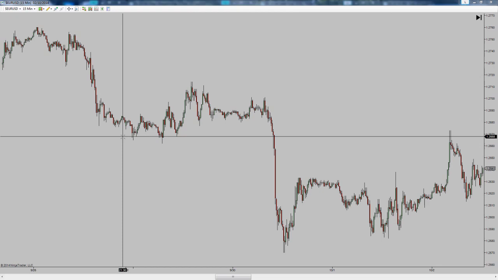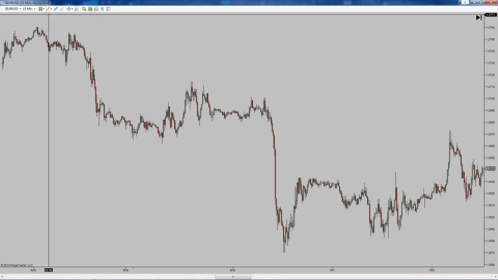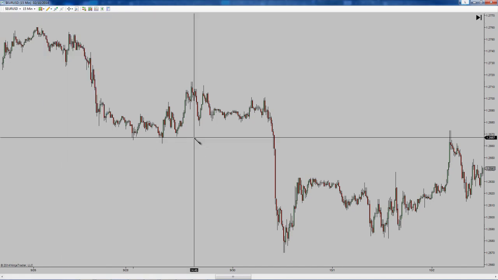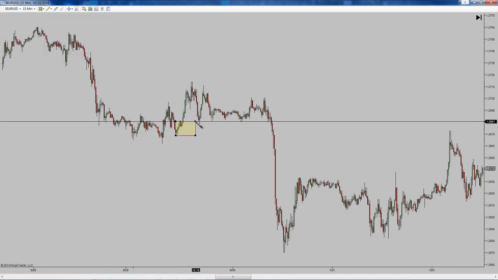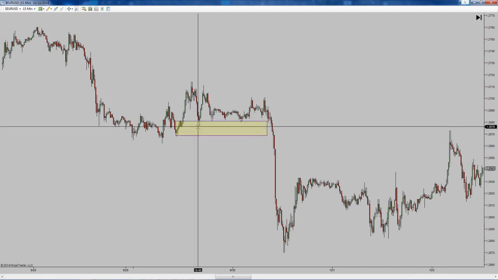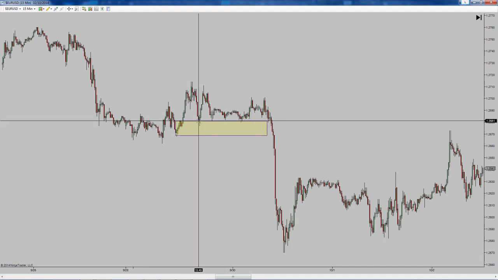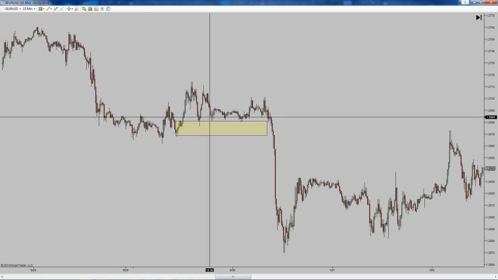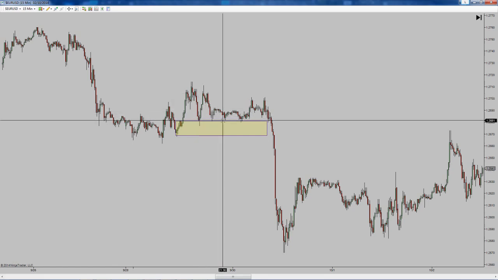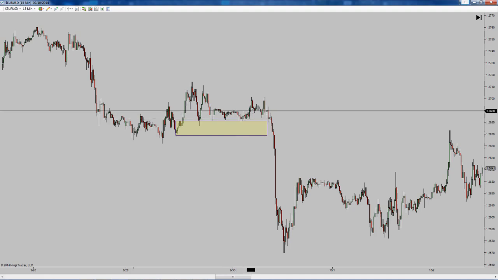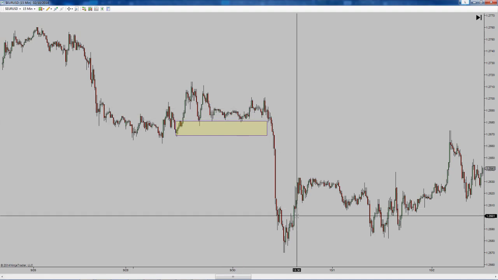So here we have the 15-minute Euro USD chart, and I'd just like to show you some fresh versus tested levels. So here we have a demand zone, and you can see that this was the first test, and there was a nice bounce off of it, and it kept on coming back and testing this demand zone until eventually it broke through.